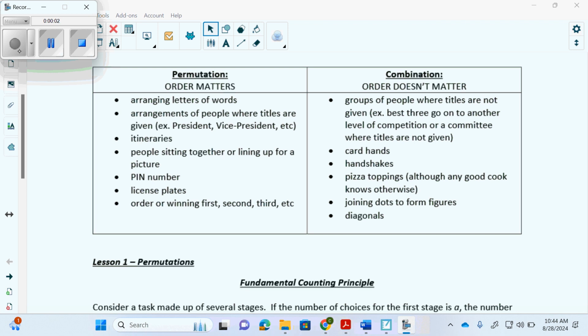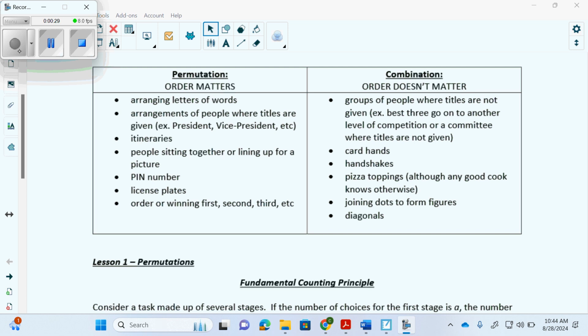So permutation, order matters. An example would be if I did something and I switched the order, it would have a totally different outcome. All right? So if I went to use my debit card and I went 1, 2, 3, 4, okay? And it let me in and gave me money, right? But if I put 4, 3, 2, 1 in, would it give me money? So did the order in which I put the numbers in matter? Yes, so that would be a permutation, okay?